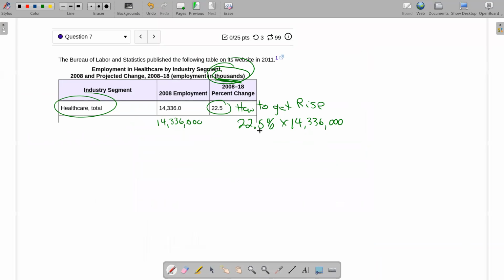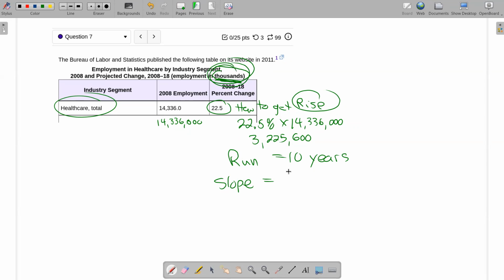So this calculation right here is 3,225,600, and that's my rise, right? That's the increase in the number of people. To get the slope, I need to use the run also, which would be the time period. So my run here is 10 years. So my slope then would be the number of people I calculated, so the percent times the amount, keeping in mind it's thousands.